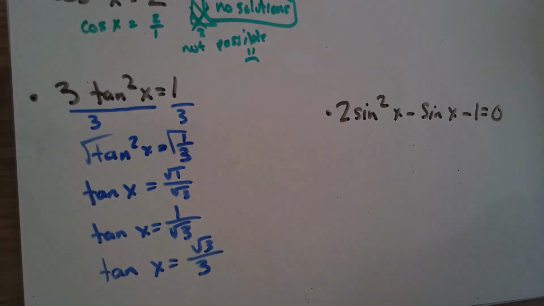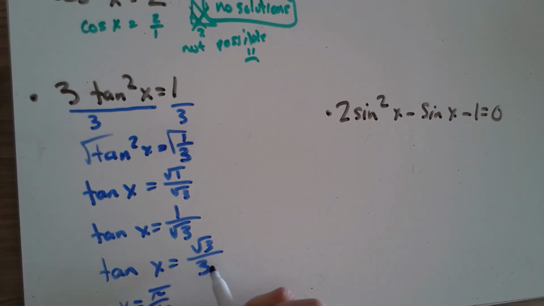So from the first video, I found out that square root 3 over 3 goes with the 30-degree angles, or pi over 6. So I know x has to equal pi over 6 for tangent to be square root 3 over 3. Now I need to find the other one. All Students Take Calculus, and the next positive one is at 7 pi over 6.